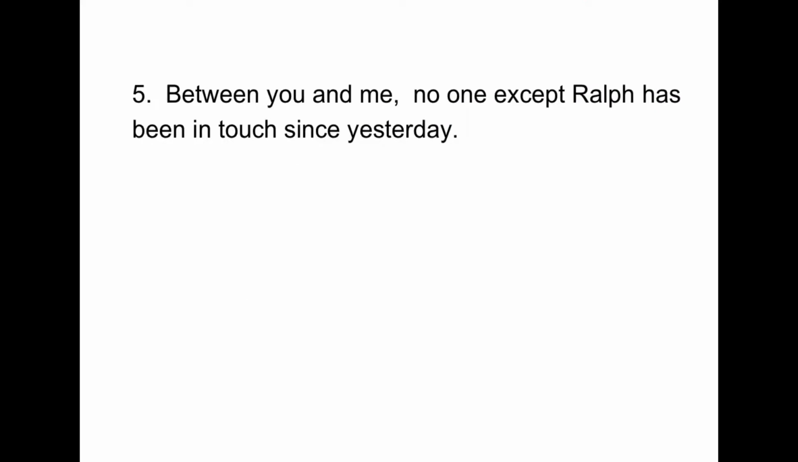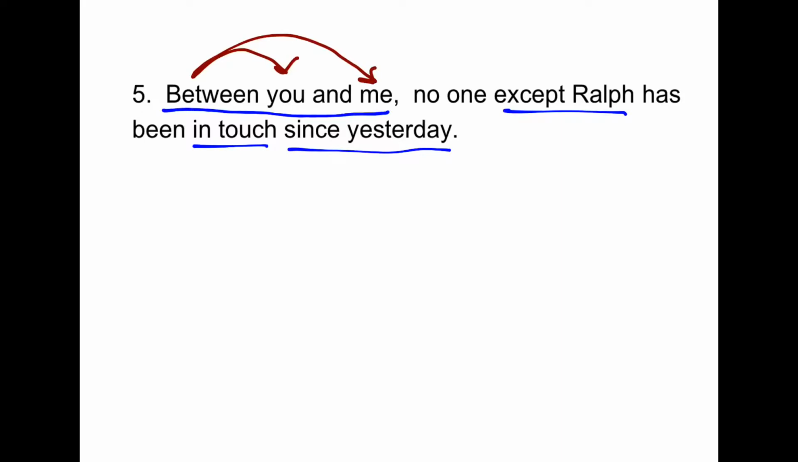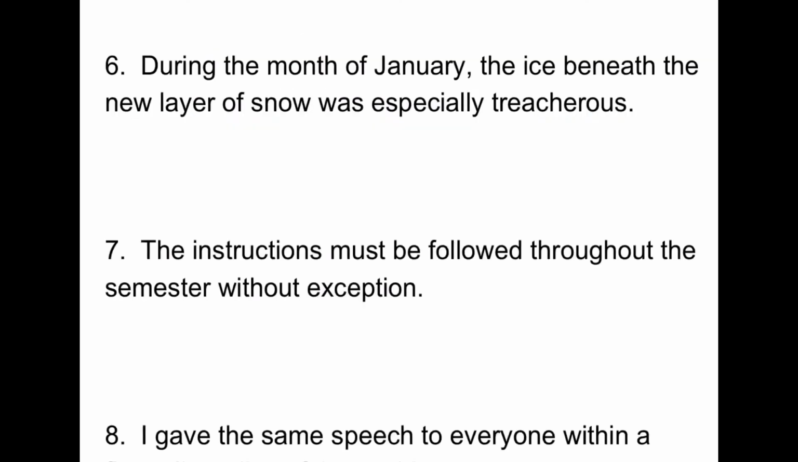5, between you and me, no one except Ralph has been in touch since yesterday. Shout out the prepositional phrases. What's interesting about number 5 is that the first prepositional phrase, there's one preposition connected to 2 objects, which does happen. During the month of January, the ice beneath the new layer of snow was especially treacherous. Go. There were 4 of them.